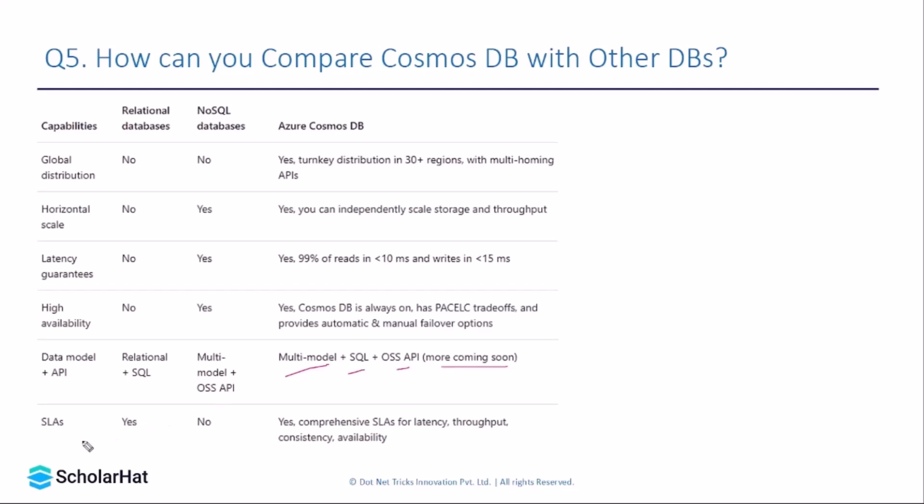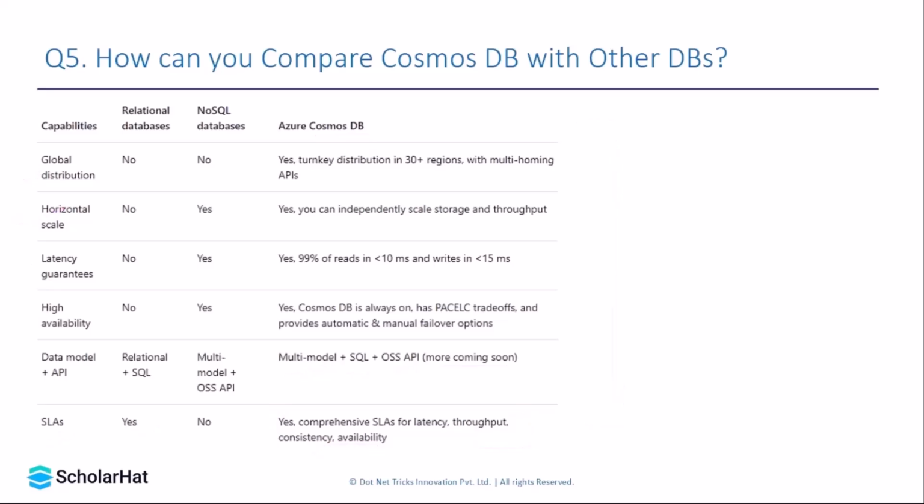If we talk about an SLA, the relational database provides some SLA as well, whereas a NoSQL database doesn't have any SLA. While Azure Cosmos DB provides an SLA for latency, throughput, consistency, and availability. So if you didn't get a response in that service level agreement time frame, then definitely Cosmos DB will pay you some money in terms of that. So these are the different features that we can compare in terms of Cosmos DB with other databases. You can see simply that Cosmos DB excels in multiple areas according to these sections.